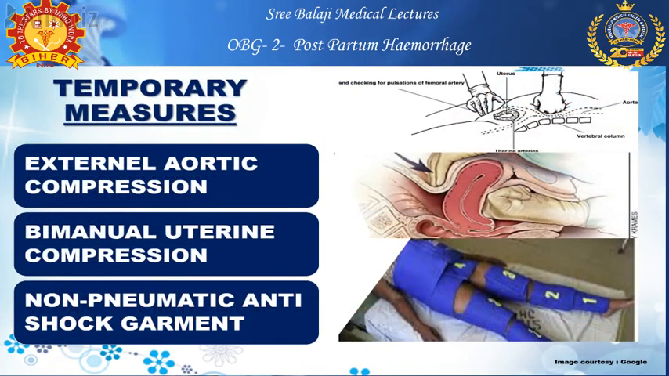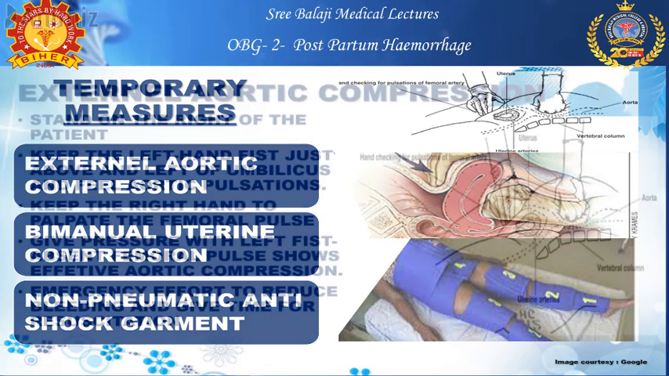Before all the resources are made available for treating the particular cause, temporary measures should be taken to arrest the bleeding, or reduce the amount of bleeding at least. The temporary measures available are external aortic compression, bimanual uterine compression, and non-pneumatic anti-shock garment.